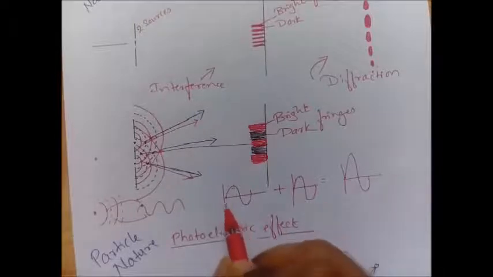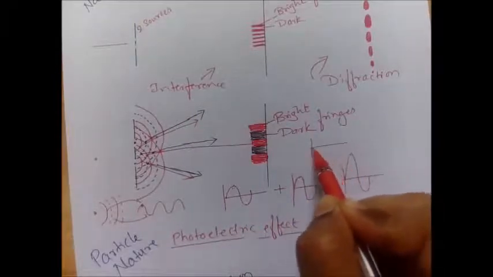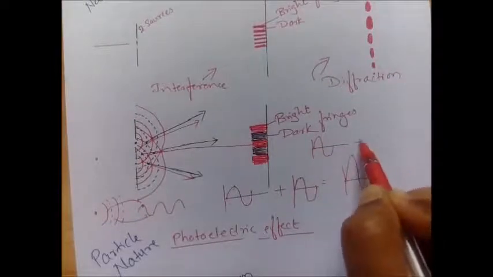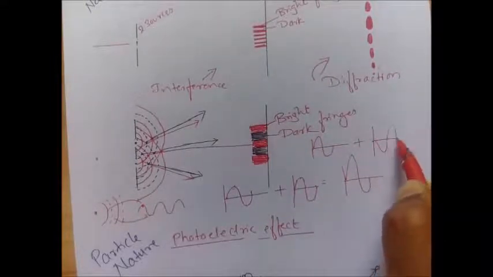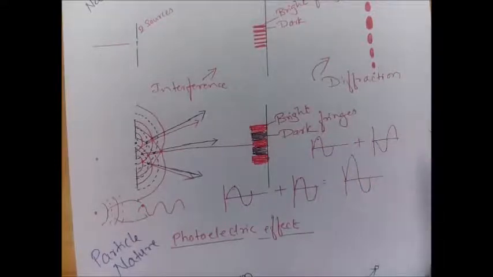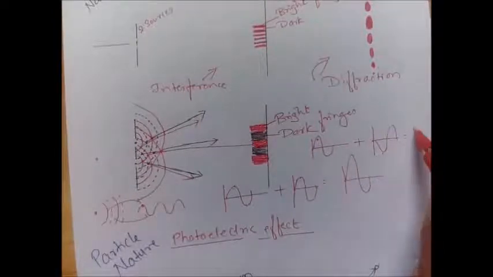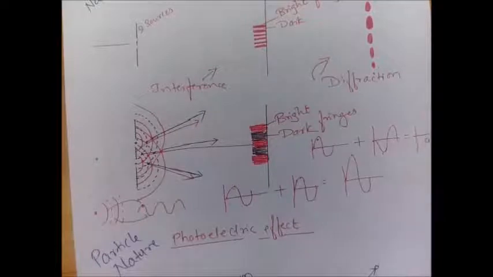If it is the reverse, that means when this is the wave which is falling on the exactly reverse of that, when crest falls on the trough, what happens? The resultant will not get anything. The resultant will be 0.